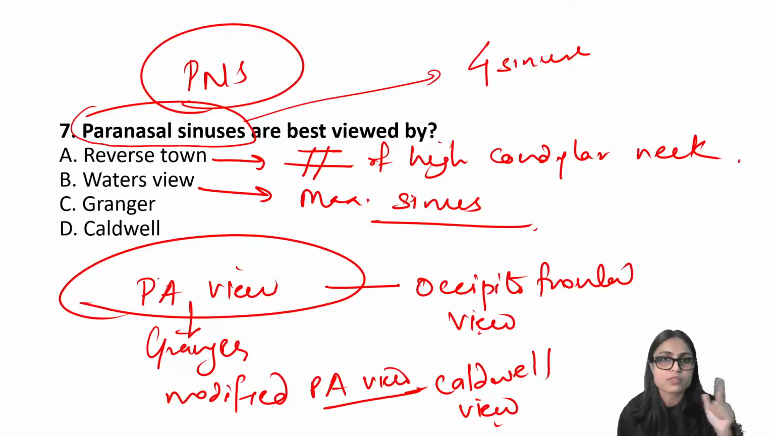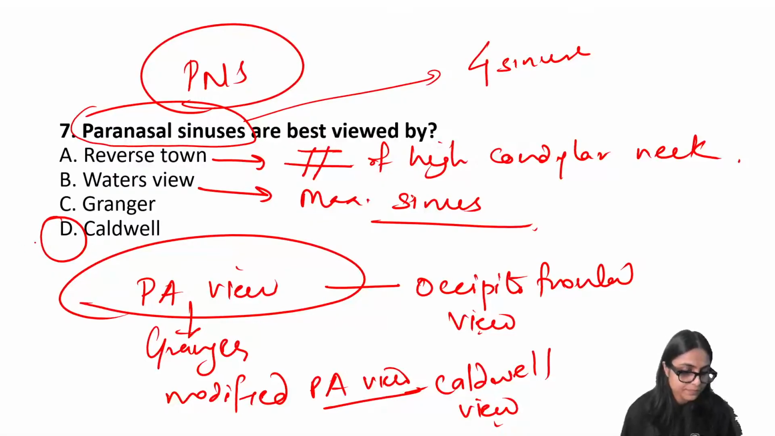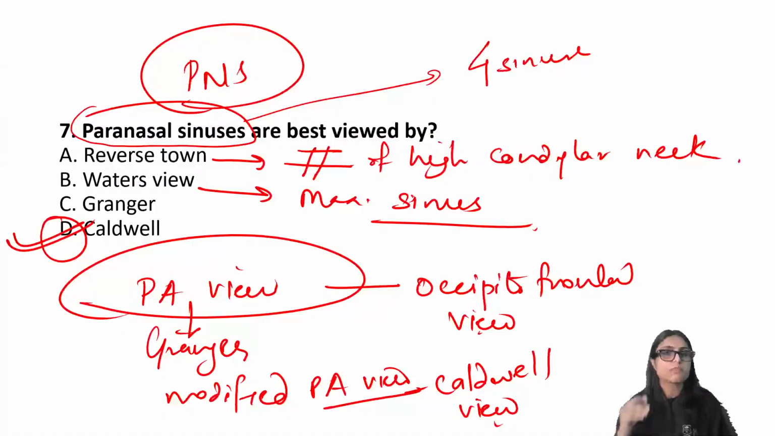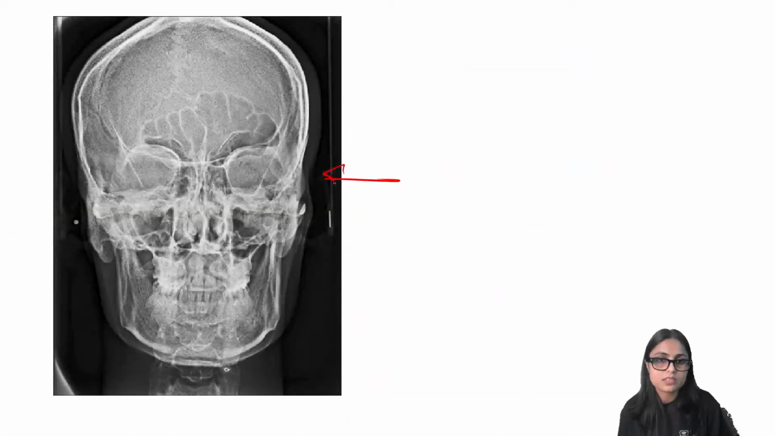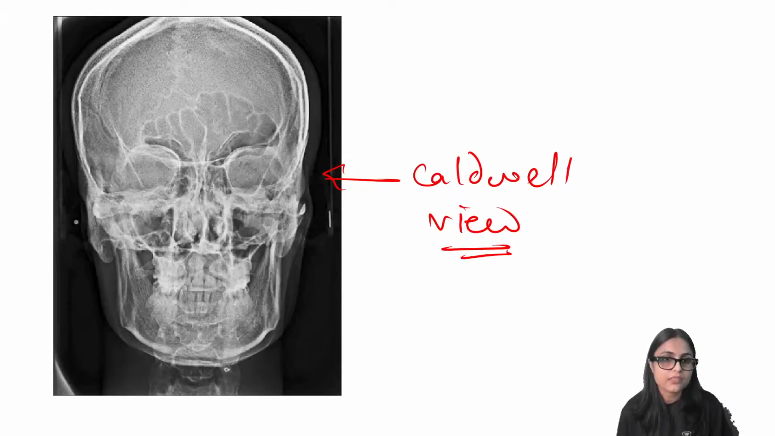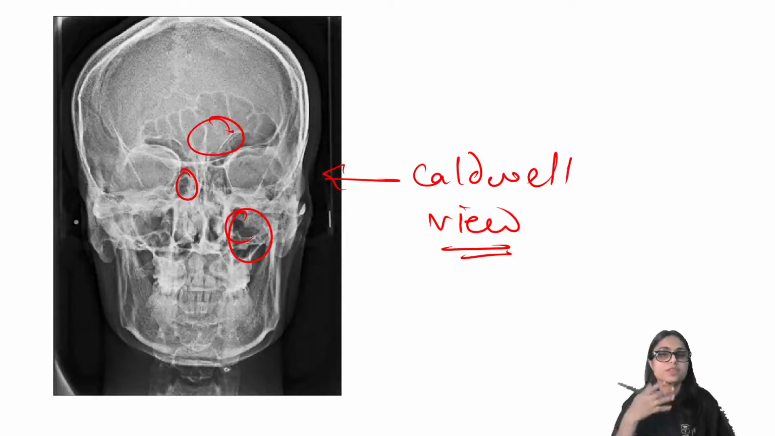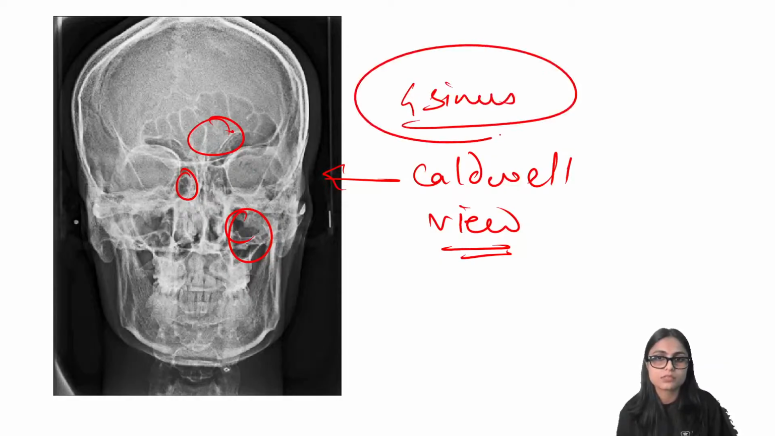And we will mark the best possible answer. The modified technique for it, it's Caldwell view. Okay. So option number D is our correct answer. And this Caldwell view will appear somewhat like this. Where you can see maxillary sinus, ethmoidal sinus, frontal sinus and part of sphenoid sinus. So you can see all the four sinuses in this view. All right. So Caldwell view is used for viewing paranasal sinuses.